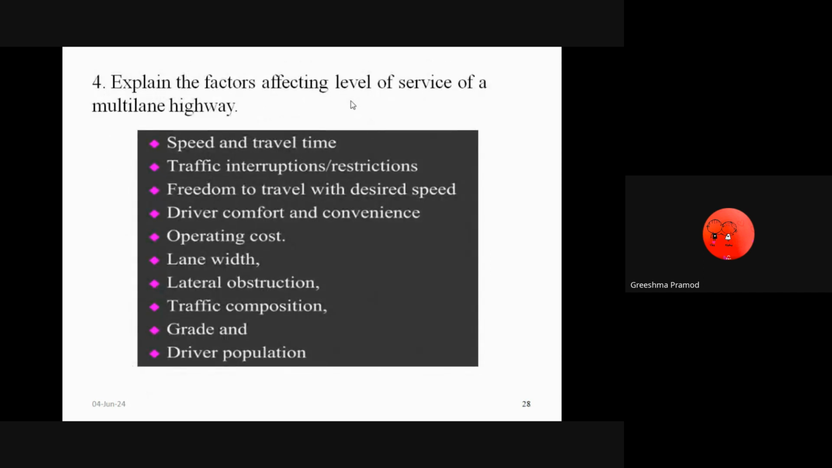So what are the factors affecting the level of service of a multi-lane highway? Since I said level of service, what are the different levels? You have 6 levels. The level of service divides the quality of the traffic into 6 levels which range from A to F. Level A represents the best quality of traffic, where the driver has the freedom to drive with free flow speed, and level F represents the worst quality of traffic.